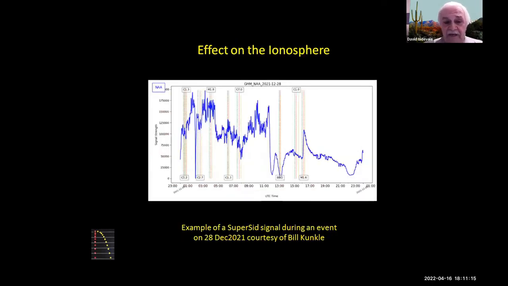The effects on the ionosphere, if you're familiar with the Super SID, looking at the effect of sudden ionospheric disturbances, you can see the effects of a solar interaction with the Earth's ionosphere. And this was from December of last year.